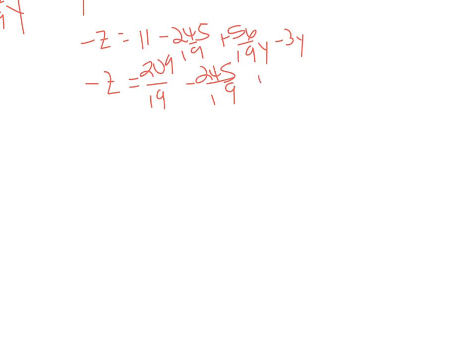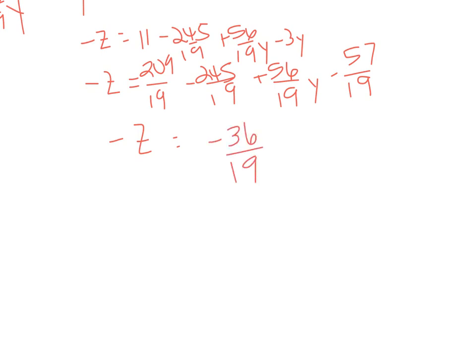Then, with my y's, I'm going to leave it as a common denominator of 19. And my 3 will then have a denominator of 19, which means I need to multiply 3 times 19 to give me 57. Okay, so negative z equals negative 36/19 minus 1/19 y. And that just goes in the z spot.